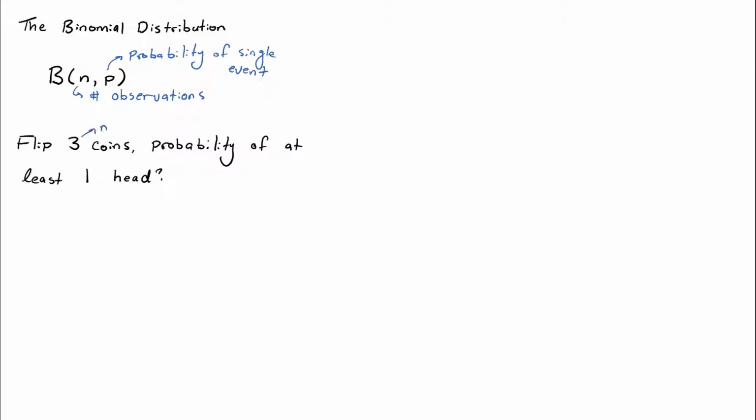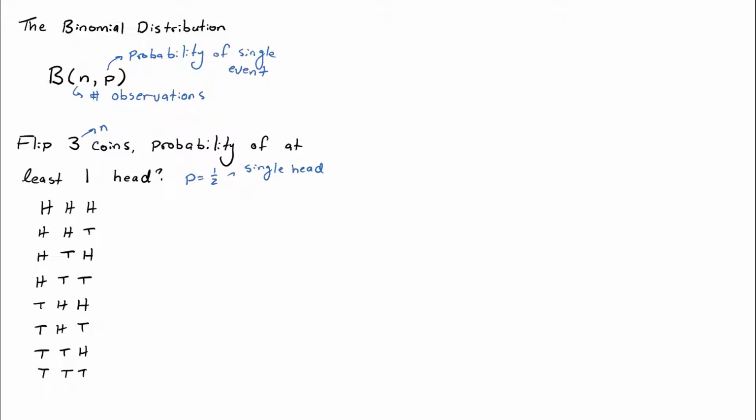In this example, you'll be making 3 observations, the 3 coin flips. We want at least one head. The probability of flipping a coin and getting a head is 1/2. From here, let's list all the possibilities of flipping 3 coins. There are 8 total. Of these 8, 7 contain at least one head. So the probability of getting at least one head is 7/8.